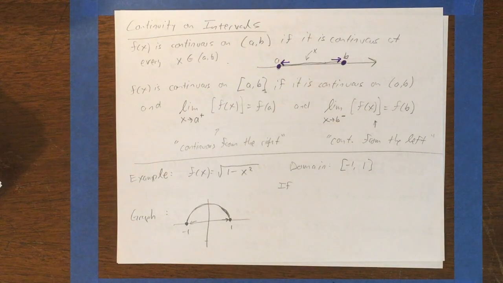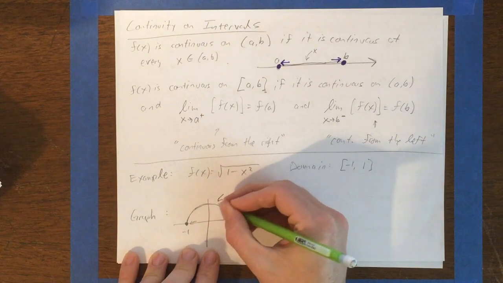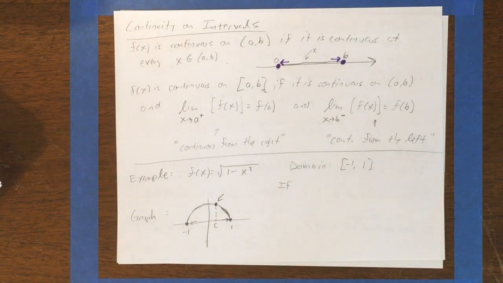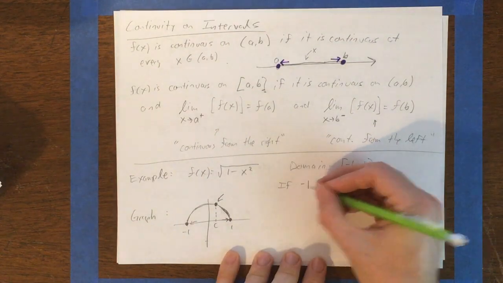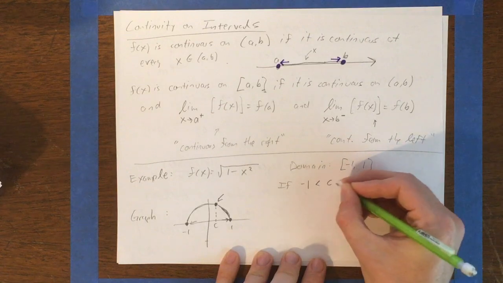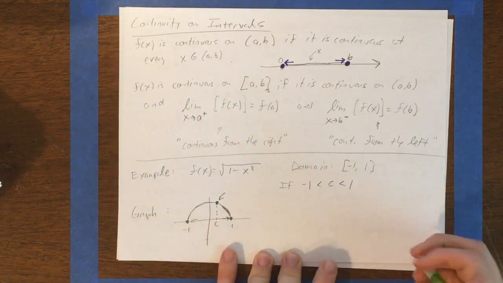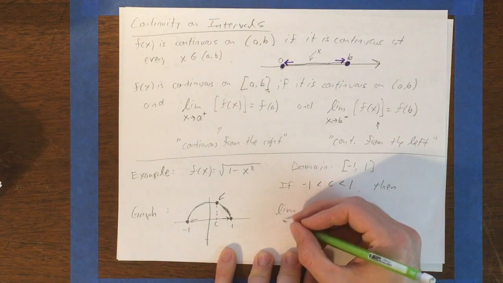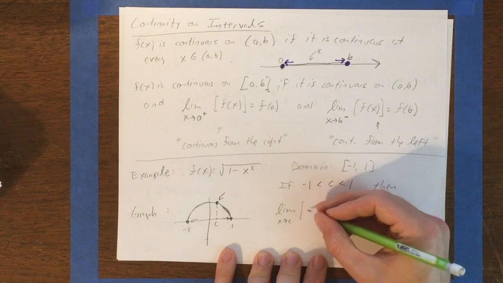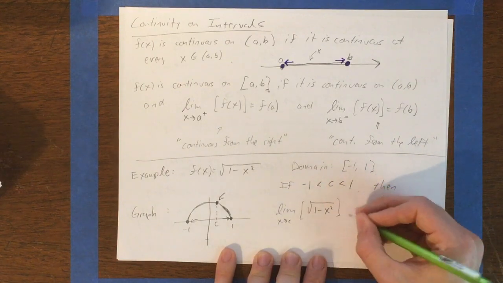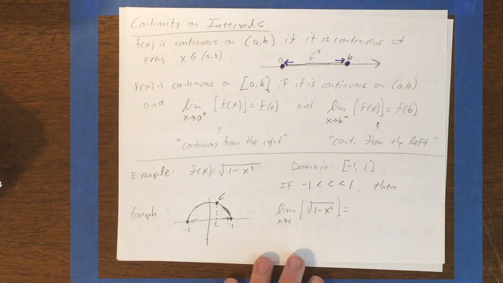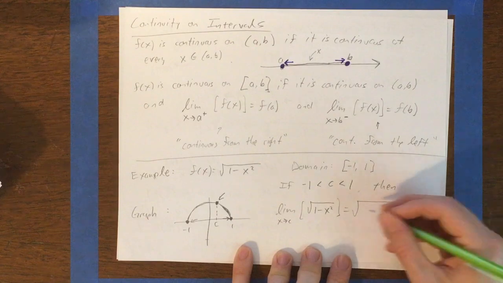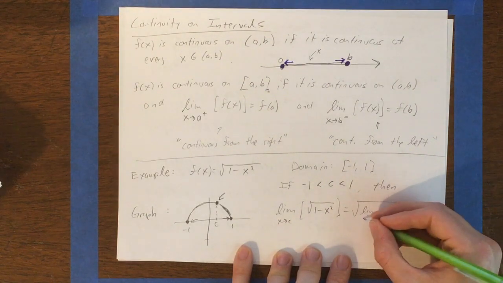I did want to show you what it looks like to prove that the function is continuous at some number, say c, between negative 1 and 1. Say negative 1 is less than c is less than 1, like there, for example. Then what we can do is ask what is the limit as x approaches c of the square root of 1 minus x squared. And the way this works with the limit of a composition is that you can take that limit and stick it inside the composition, so inside the square root in this case.